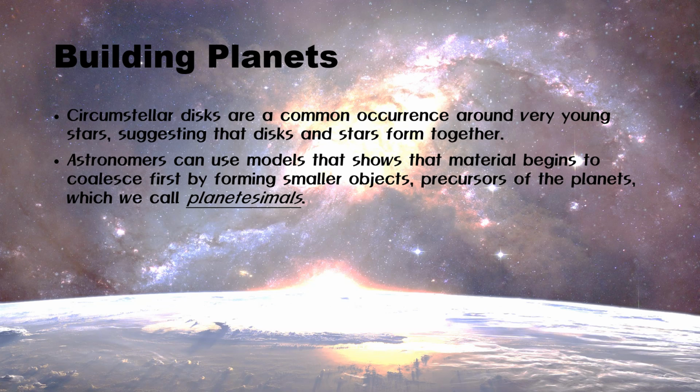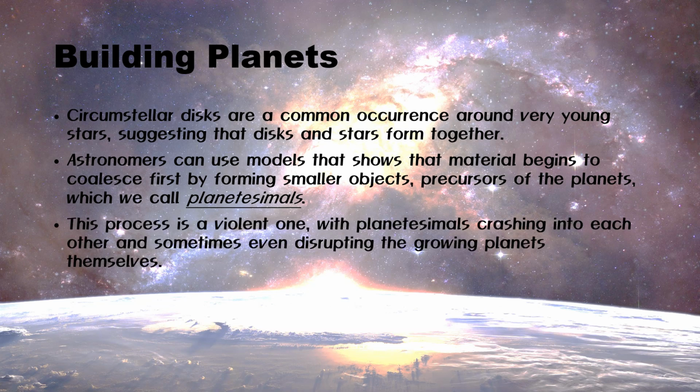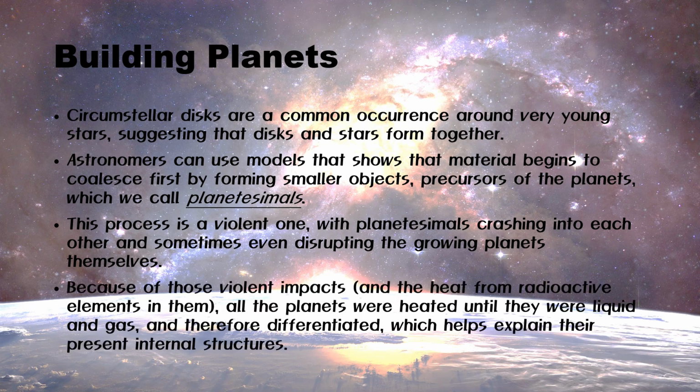So you can think of this, "-simal" meaning small here. This process, though, is a very violent one, with the planetesimals crashing into each other and sometimes even disrupting the growing planets themselves. So you could have a planet that's forming, and here comes a friend, smashes into it, and now it's broken into pieces, and the process has to start all over. Now, because of these violent impacts and the heat from radioactive elements in them, all the planets were at one point heated until they were liquids and gases, and therefore differentiated, which also helps explain their present internal structures.